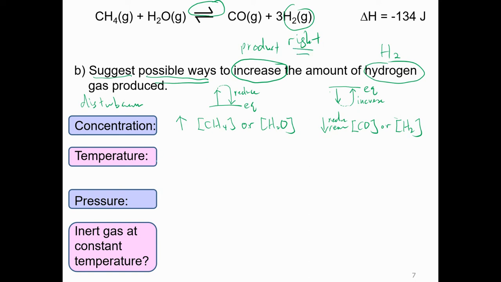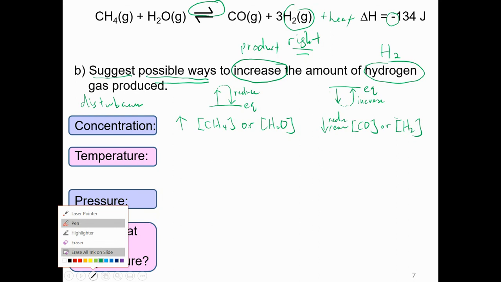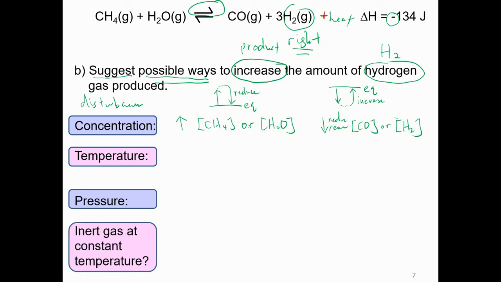Okay, another one is temperature. Let's look at the enthalpy change, which is positive, meaning plus heat on the right hand side. If it's plus heat on the right hand side, how do we make the equilibrium position shift to the right? If we have heat here, we want to have more heat. But the problem is hydrogen is on the right hand side too. So how do we make the equilibrium shift to the right?